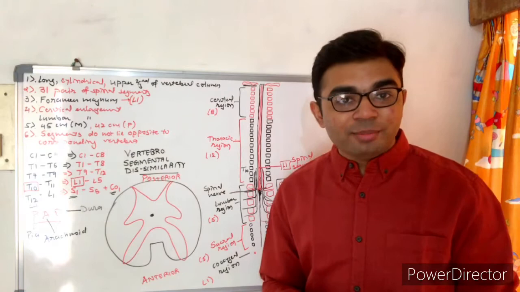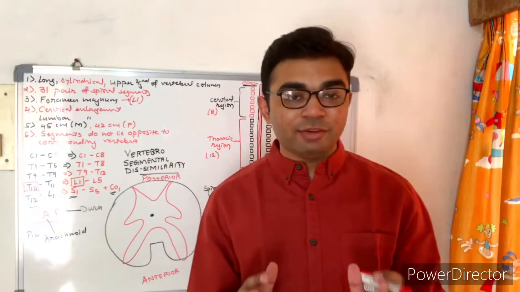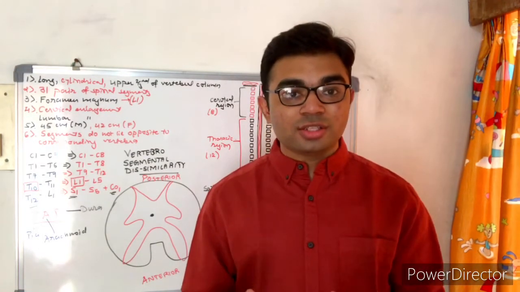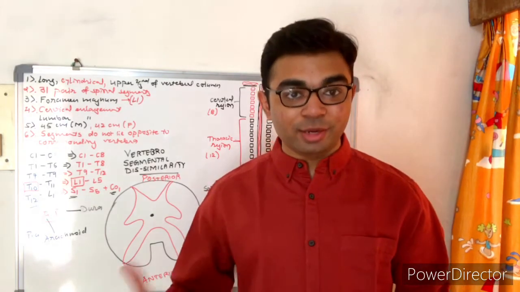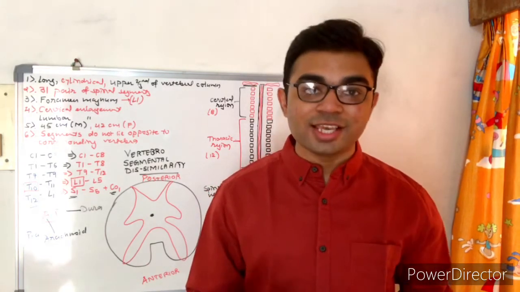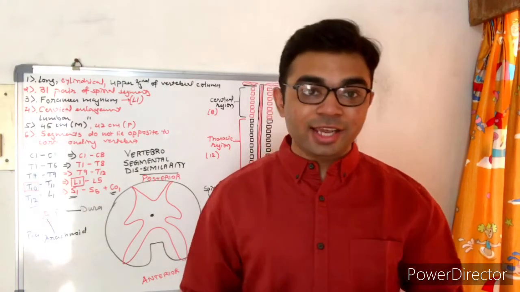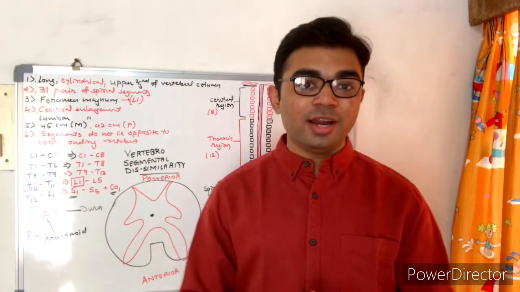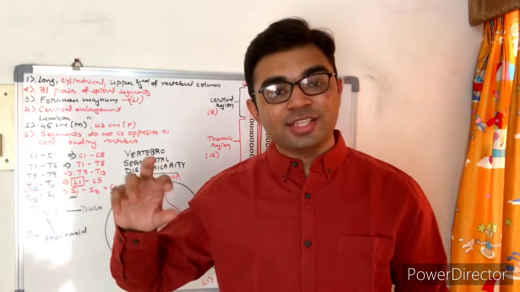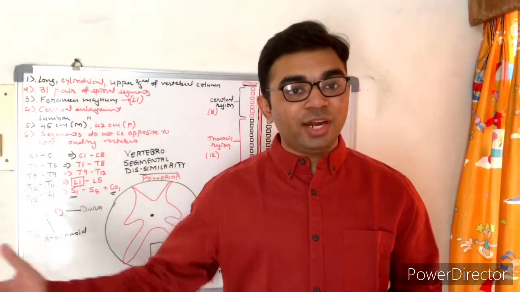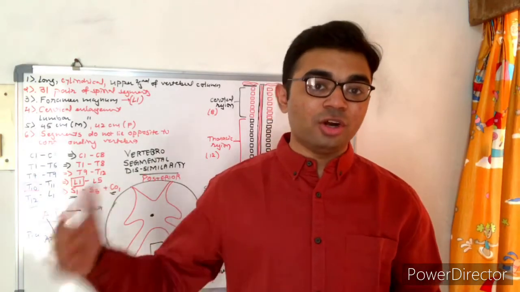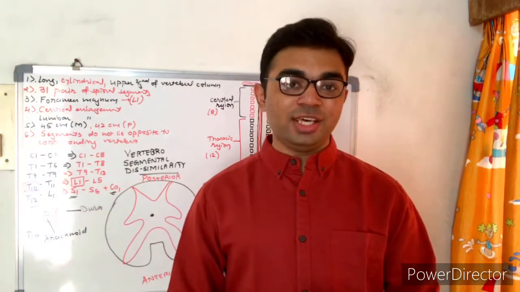Okay, so why the name grey matter? Because there are many nerve cell bodies situated in the grey matter, and the appearance of nerve cell bodies microscopically is grey in color, that's why it is called grey matter. And the myelinated as well as the non-myelinated fibers appear white microscopically, so they are called the white matter of the spinal cord.